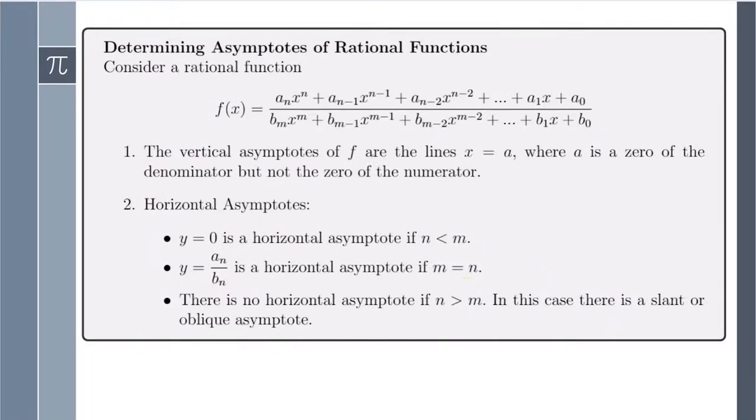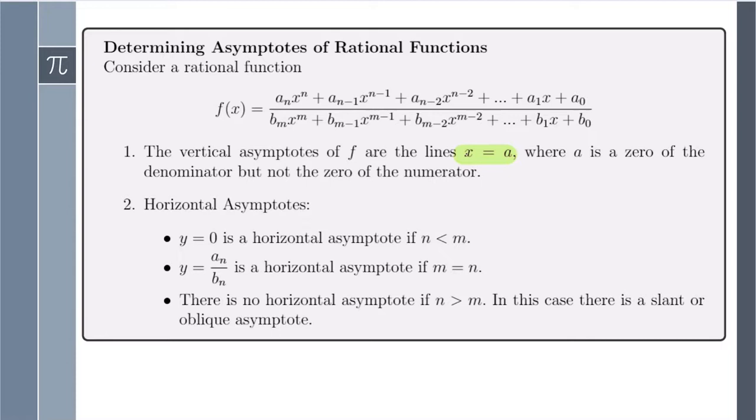Now, how do we determine the vertical and horizontal asymptotes? To determine the vertical asymptote, we find the zeros of the denominator. The lines of the form x equals a are vertical asymptotes if a is a zero of the denominator but not a zero of the numerator. If we have some common factors in the numerator and denominator, then we don't consider that factor for the vertical asymptote. In that case, we'll have a hole in the graph. We won't have an asymptote.